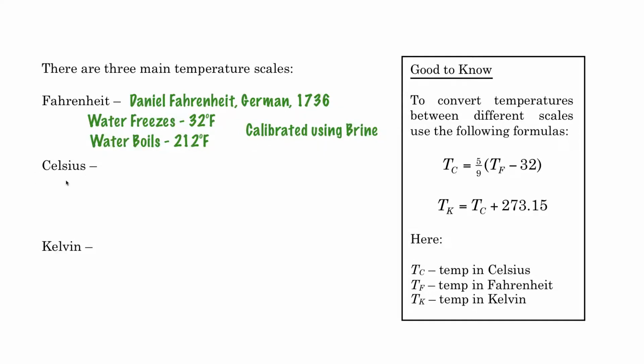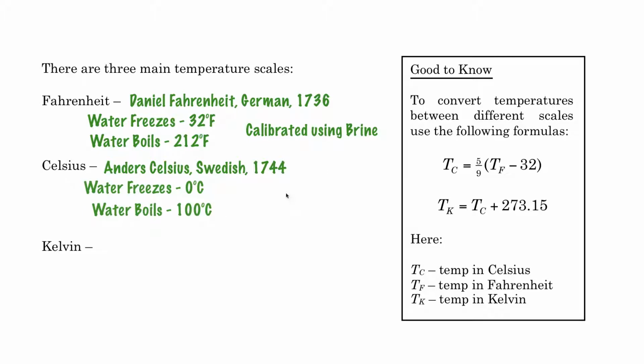The Celsius scale is named for Anders Celsius. He was a Swedish scientist, and you'll notice not too much later, he's credited with the Celsius scale in about 1744. Of course, we know water freezes at 0 degrees Celsius and water boils at 100 degrees Celsius, and Anders actually created his using distilled water. So instead of brine, he calibrated it to distilled water.